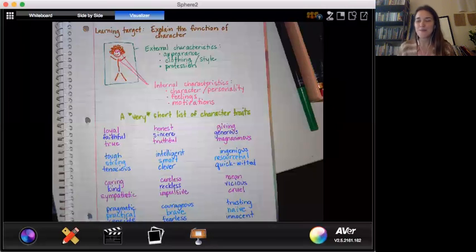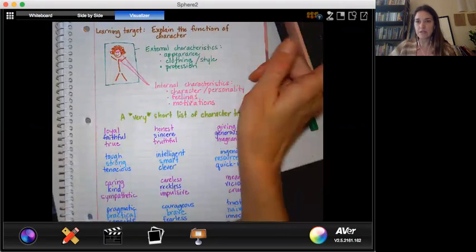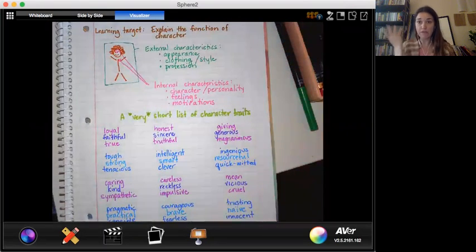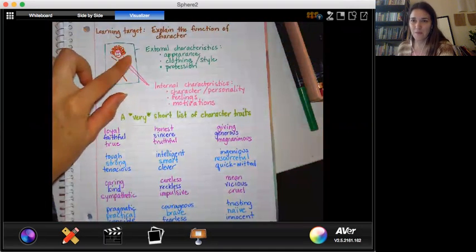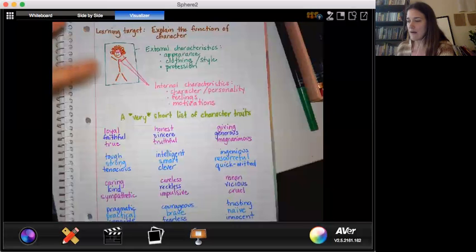Hi students. So today we're going to talk about this learning target, explain the function of character. And before we talk about the function of the character, we really need to talk about what the character is like in the first place. And so character we can divide up into two big pieces, right? We have their external characteristics, which are things like their appearance. So stick figure man or stick figure person has curly hair, so that would be their appearance.